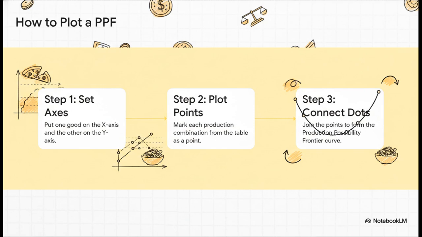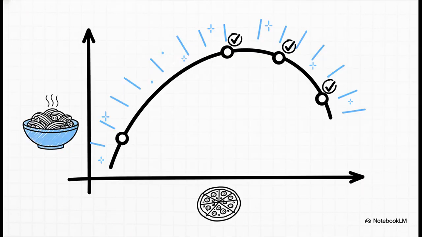Okay, now for the fun part. Let's actually build this graph. It's way easier than it sounds, I promise. First, we'll put one good on each axis. Let's say pizzas on the vertical axis and pasta on the horizontal one. Step 2, we just take those combinations from our table and plot them as dots on the graph. And for the grand finale, step 3, we just connect the dots. That's it. And there you have it. Welcome to the Production Possibilities Frontier.